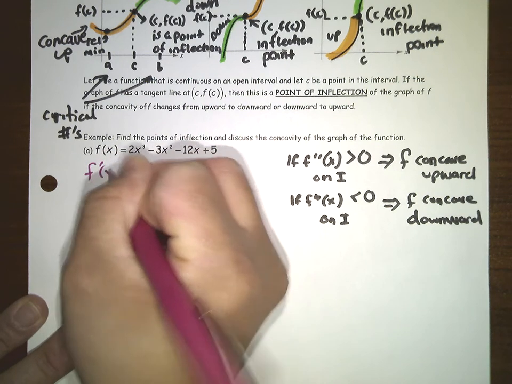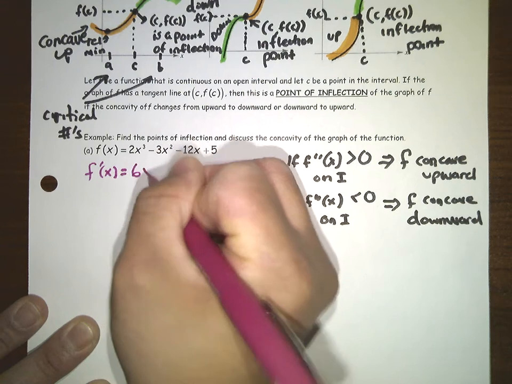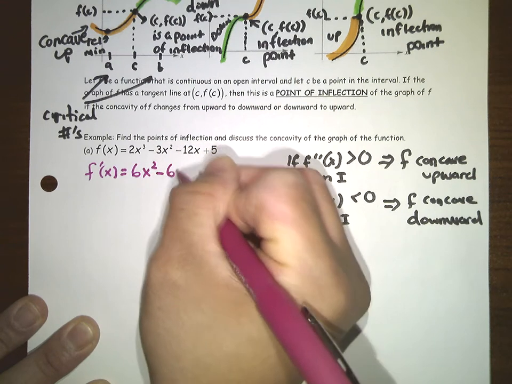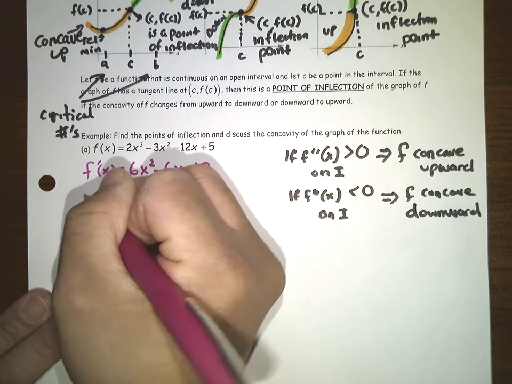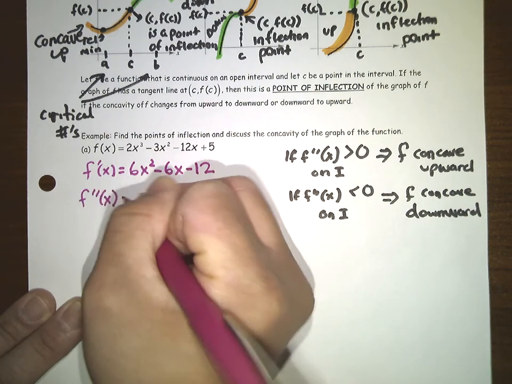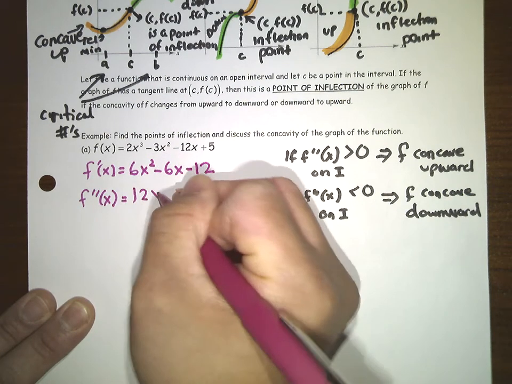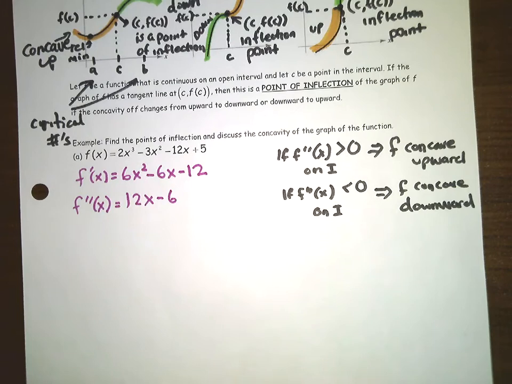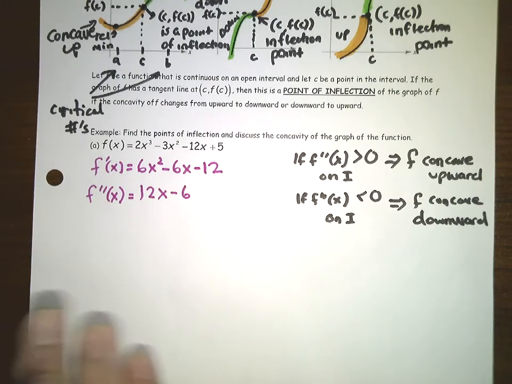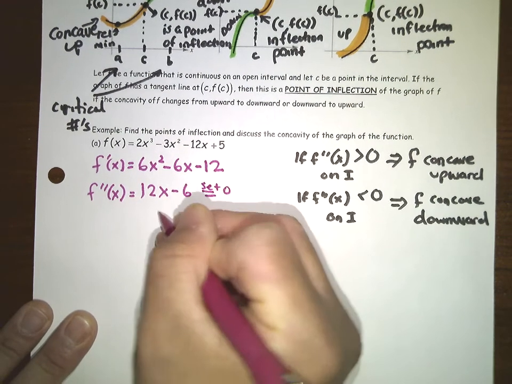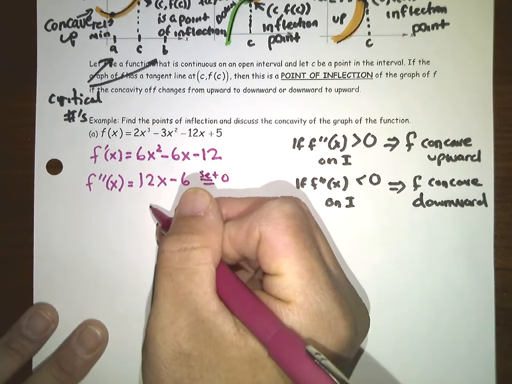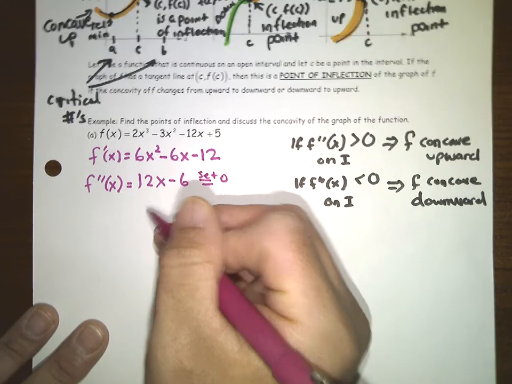So the first derivative is going to be 6x squared minus 6x minus 12. And then the second derivative is going to be 12x minus 6. And then I can go ahead and set this equal to 0. So that will give me the x-intercept of the second derivative.